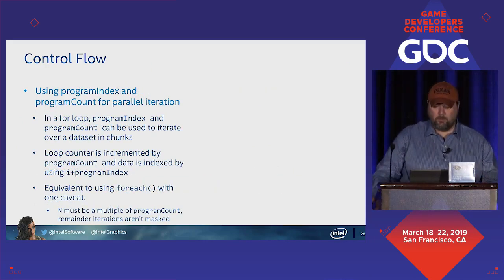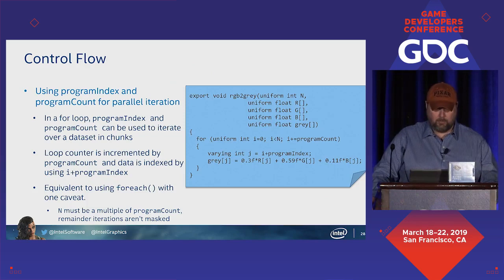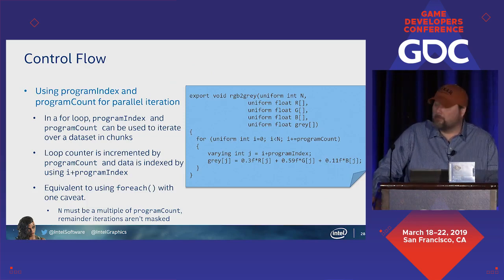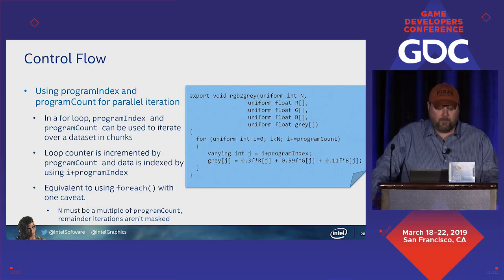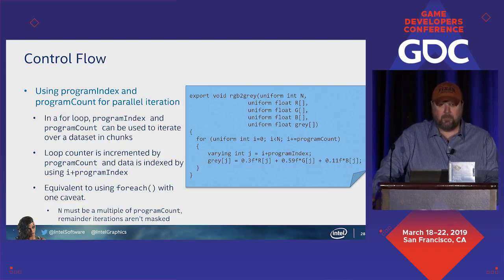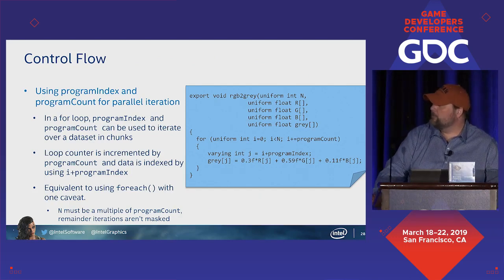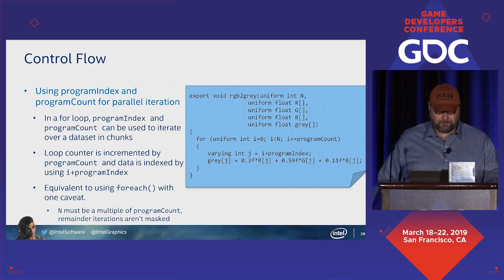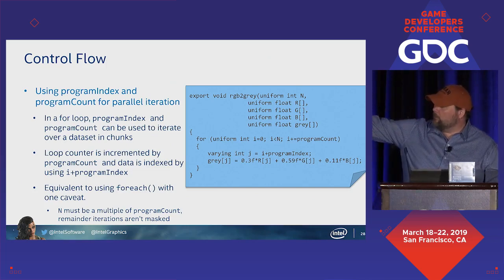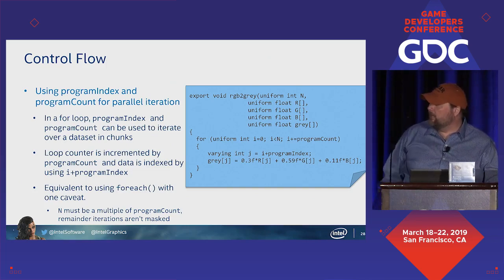So one important thing to understand here is how you would use program index and program count for parallel iteration. This is kind of like what foreach does for you, so I wanted to cover it in the talk. In a for loop, program index and program count can be used to iterate over chunks. The loop counter is incremented by the program count, and the data is indexed using i plus program index. And so you'll see that in the loop, i plus program index gets promoted into a varying, and then we use that varying int to dereference our arrays.